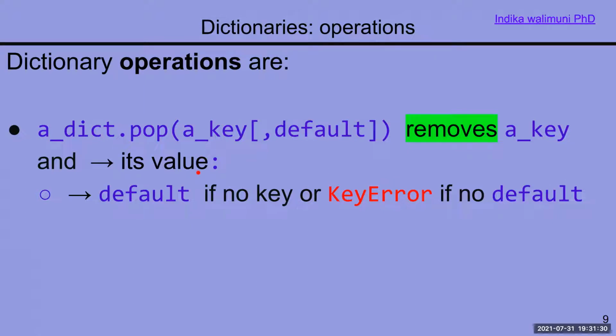Again, you can pass an error message over here too. Python returns this default value, whatever we pass, if there is no such key. If we don't pass a default over here, we're going to get a KeyError.